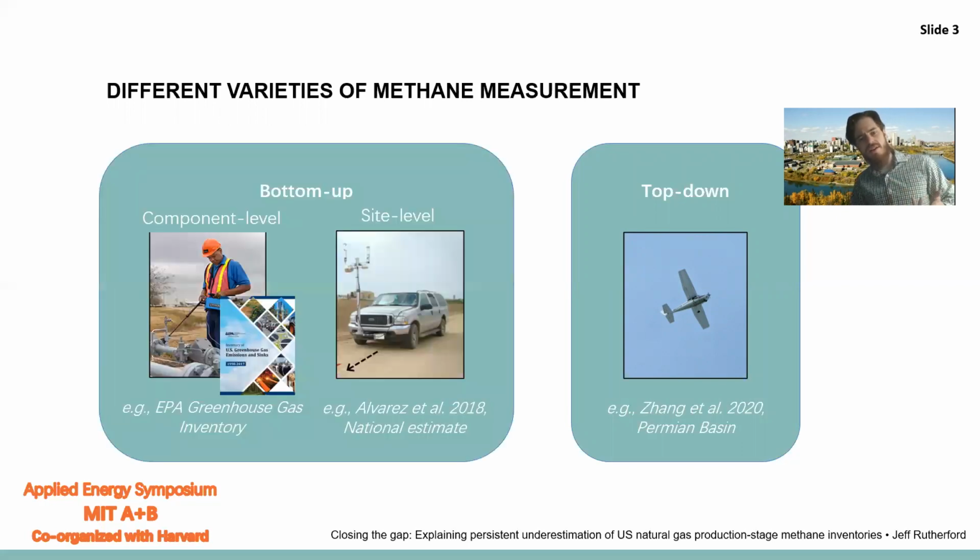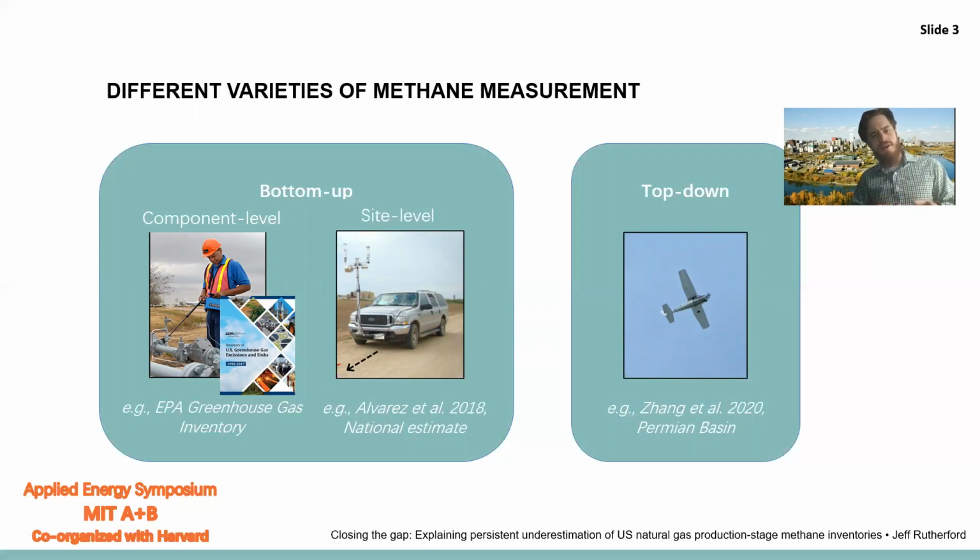At the more granular scale, you have bottom-up estimates, which can be further classified as site level or component level. Site level includes measurements from downwind samples in trucks or drones. An example is the synthesis study by Alvarez in the journal Science. Component level measurements, on the other hand, rely upon handheld devices, such as high flow samplers. These are at the most granular level, where measurements are taken directly at the component.